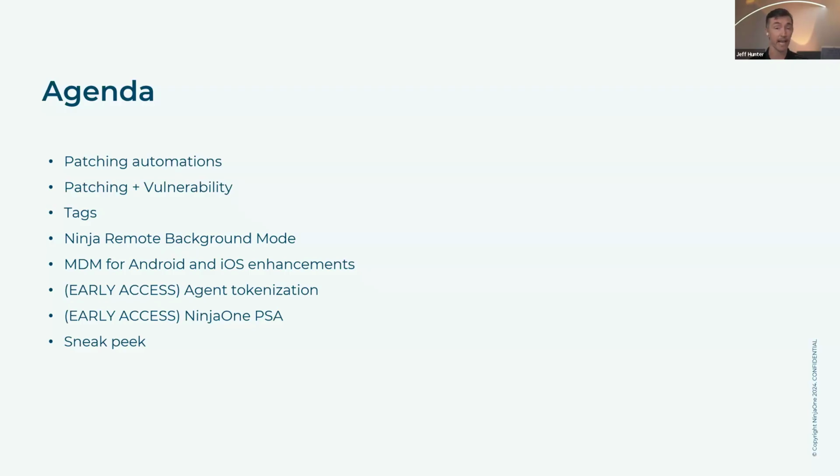So, if a device has a certain tag, then I want to take some series of actions on it, or I want to have an alert fire based off of the presence of a tag when combined with other conditions that you might have.